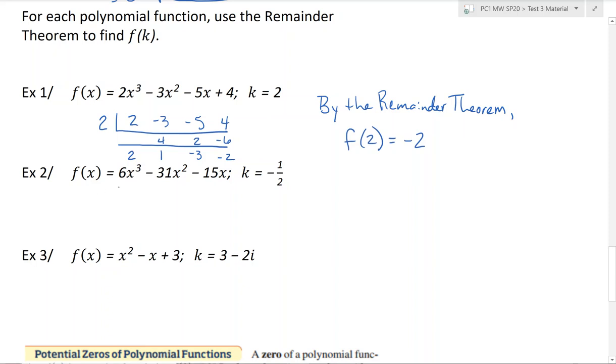All right, if you want, go ahead and try these before I do them. Pause the video, see how you do. We're going to use synthetic division again because the remainder theorem talks about the remainder after you divide. 6, -31, -15, and I have a -1/2.